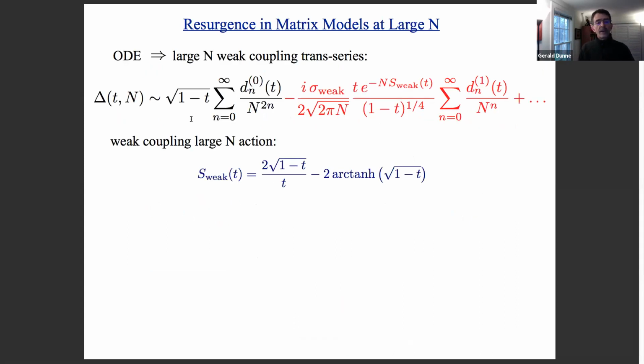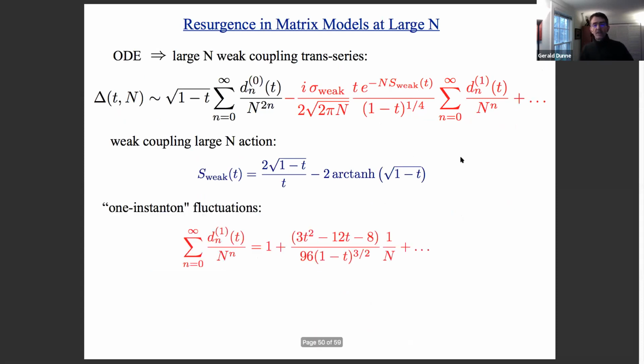And so for example, here's the large N expansion at weak coupling. It has some series, you can work out all of these functions just by plugging this ansatz into the differential equation. But you can also, from the differential equation, generate this one-instanton and two-instanton corrections. The weak coupling instanton action is some strange function of t.